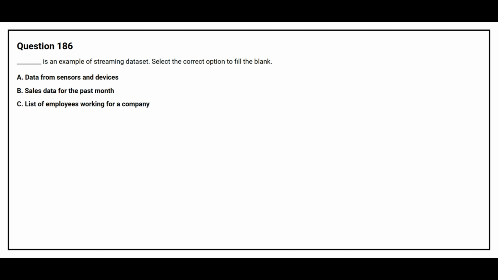Question number 186. Blank is an example of streaming dataset. Select the correct option to fill the blank. Option A, data from sensors and devices. Option B, sales data for the past month. Option C, list of employees working for a company. The correct answer is option A, data from sensors and devices.